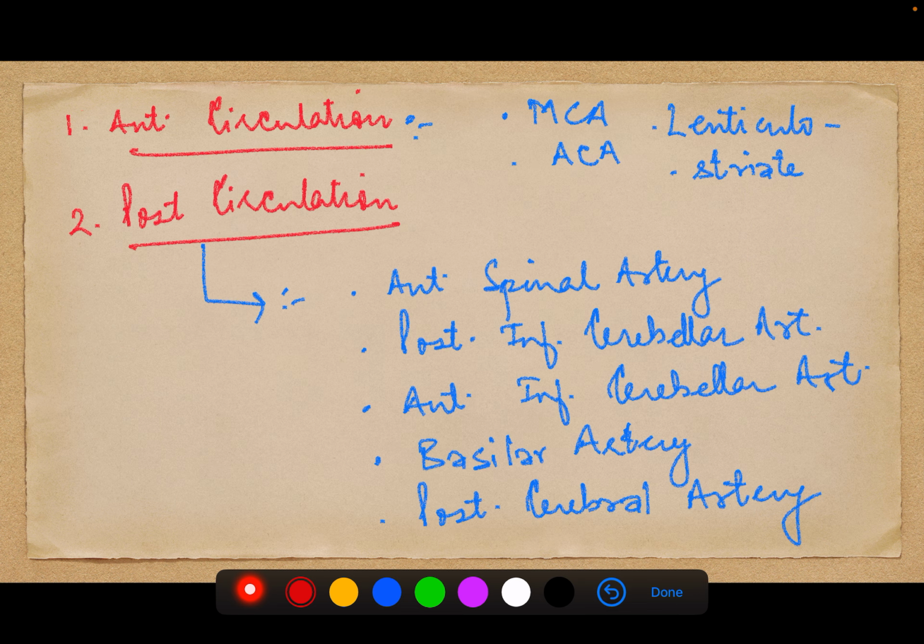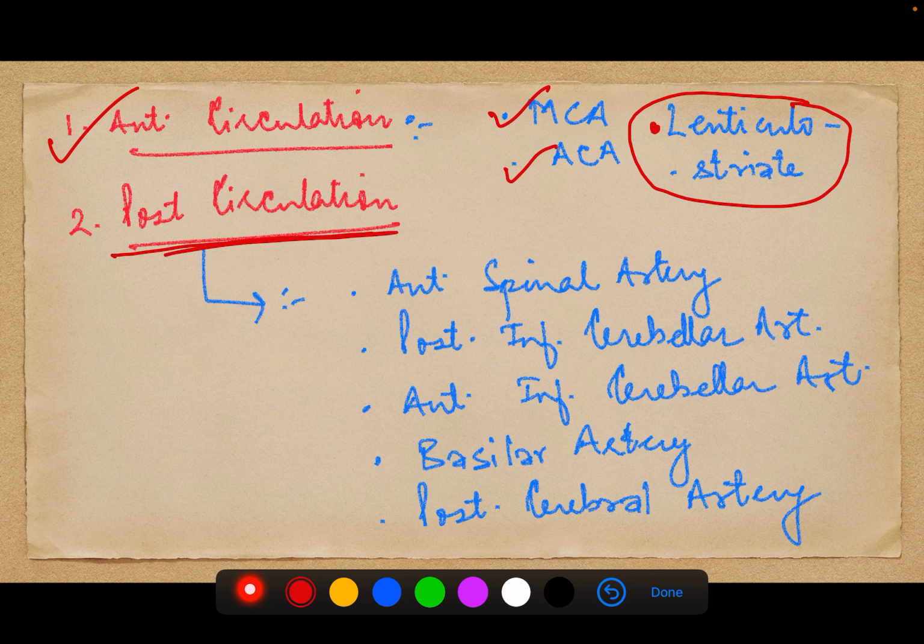Okay, so now coming to this part, we covered the anterior circulation: the middle cerebral artery, the anterior cerebral artery, and one more artery there, the lenticulostriate artery. In the posterior circulation, we will focus on the anterior spinal artery, posterior inferior cerebral artery, that is the PICA; anterior inferior cerebral artery, that is the AICA; basilar artery, and posterior cerebral artery. So first, we will cover the anterior circulation.